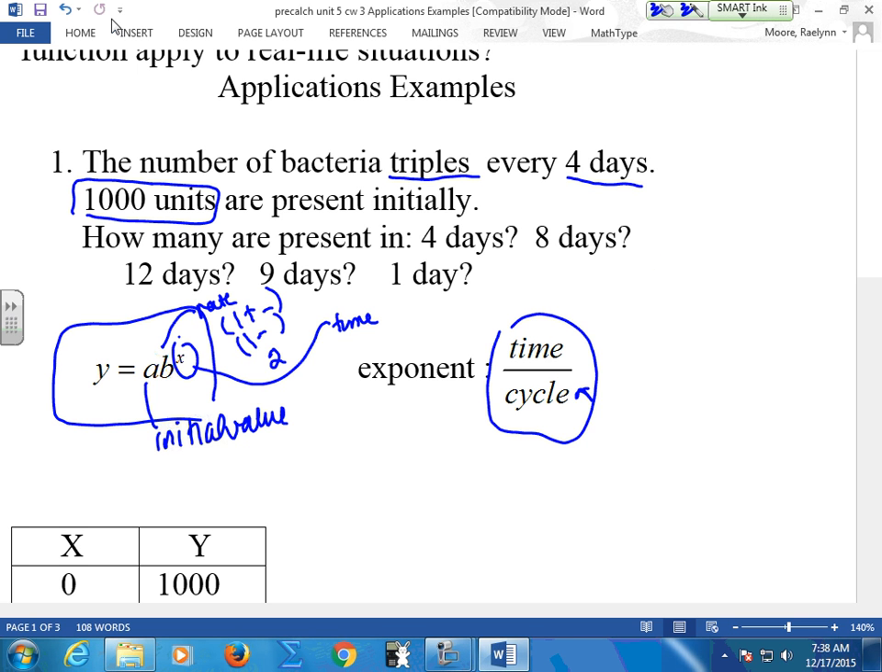So you're going to start like this. Are we growing or are we decaying? We're growing. So we should see that our things are growing. What is your initial value? What's your rate of growth? Triples. So how do I represent triples? 3. My time period. Is it just every day? X being every day? No, it's every 4 days. So here is my equation.